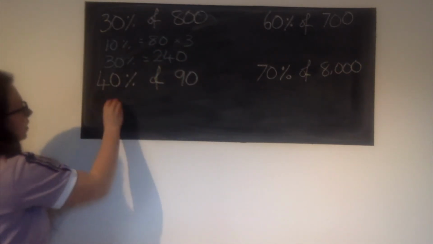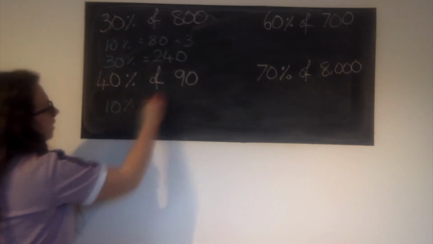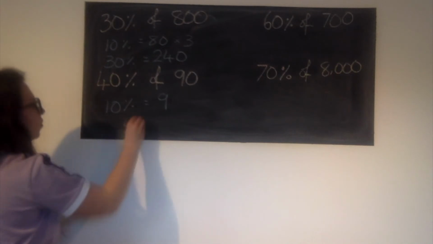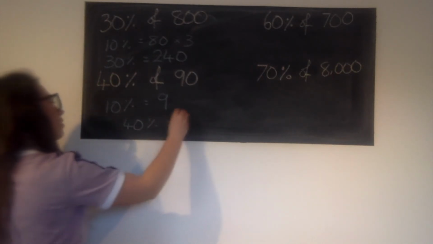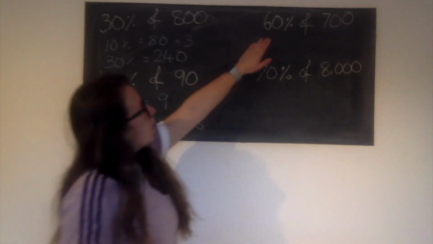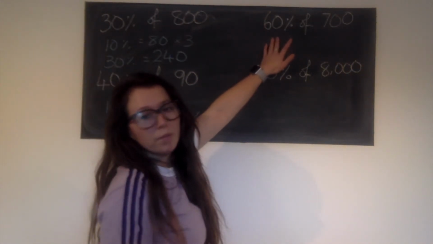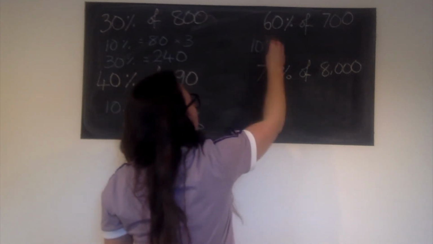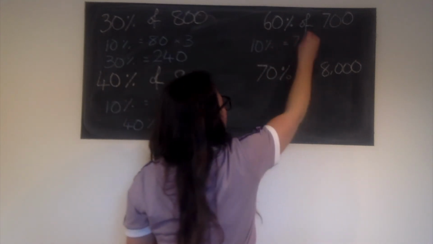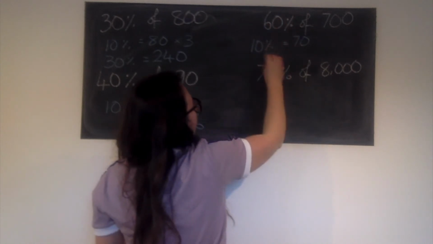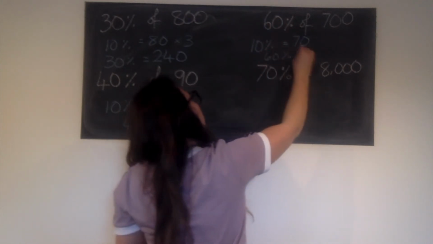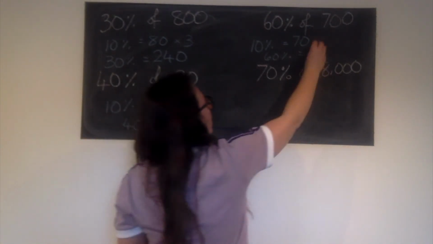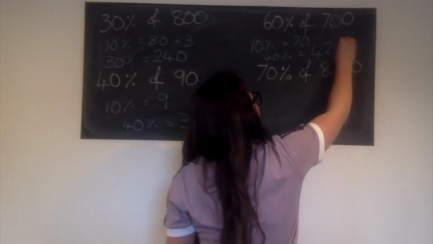Next one is 40%. So find 10%. Divided by 10 is 9. I need 4 lots of that, so 9 multiplied by 4 gives us 36. Over here we've got a bigger number, so we need to be careful of our place value. 60% of 700. Well, 10% divided by 10 is 70. And I need 6 lots of that to find 60%. So 7 times by 6 gives us 42. Make it 10 times bigger, 420.